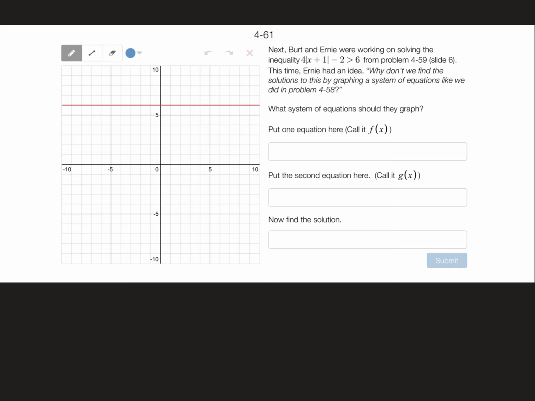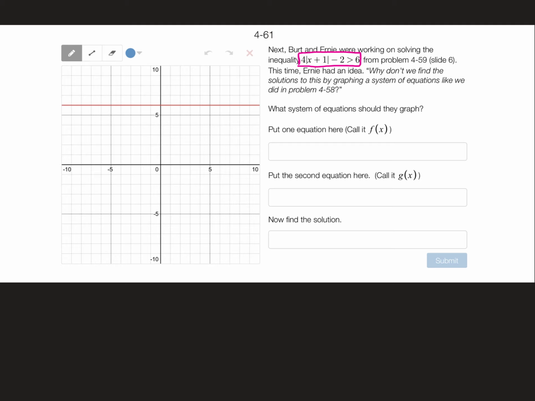All right, so next we've got a new inequality. This time Bert and Ernie are working on an inequality that includes an absolute value. And this is from earlier in our slides. This time Ernie said, "I have another idea. Why don't we find the solutions to this by graphing a system of equations, like we did in problem 458?" So what system of equations should they graph?